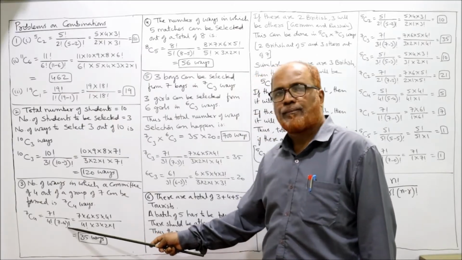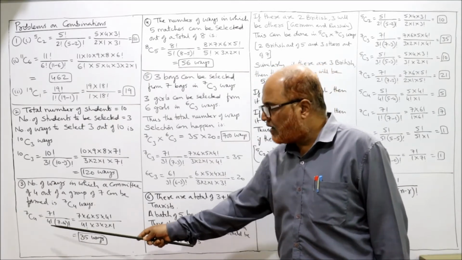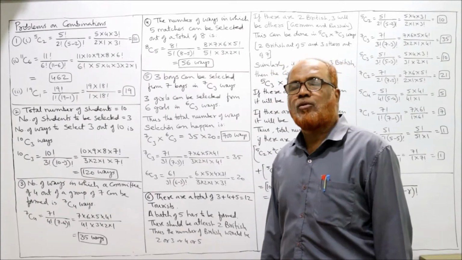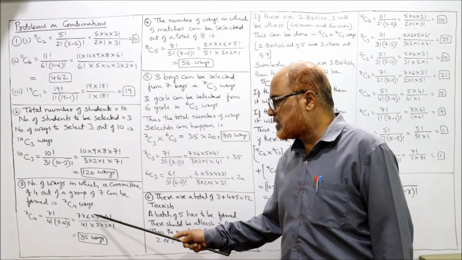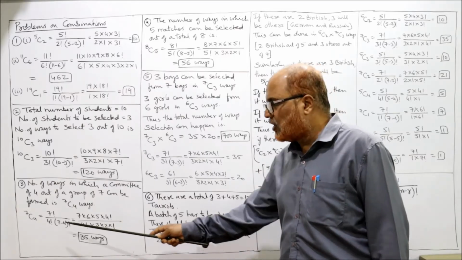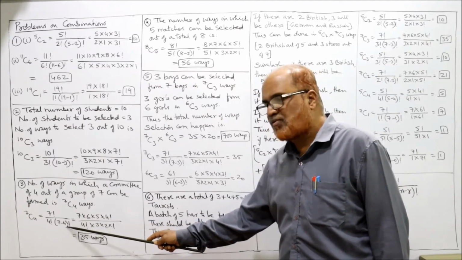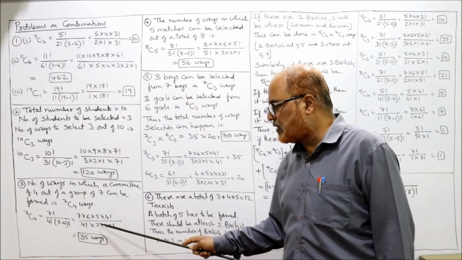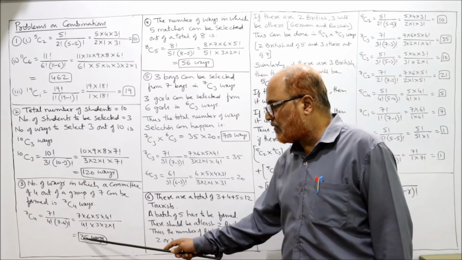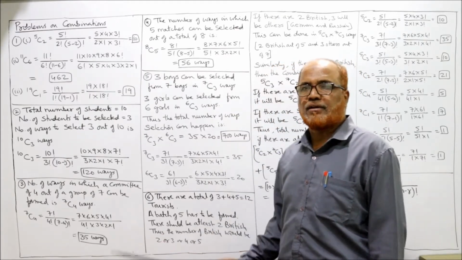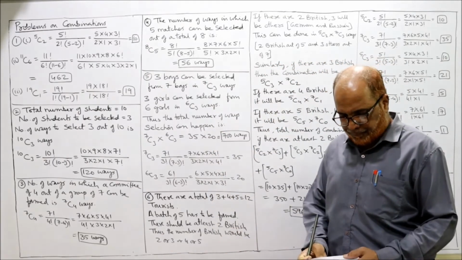7 minus 4 is 3. Denominator 3, and one more 4 factorial is there. So we can stop in the numerator at 4 factorial. 7 into 6 into 5 into 4 factorial. Denominator 4 factorial, numerator 4 factorial will get cancelled. 7 minus 4 is 3. 3 factorial means 3 into 2 into 1. Now cancel all the values, you will get 35 ways. Third problem completed.